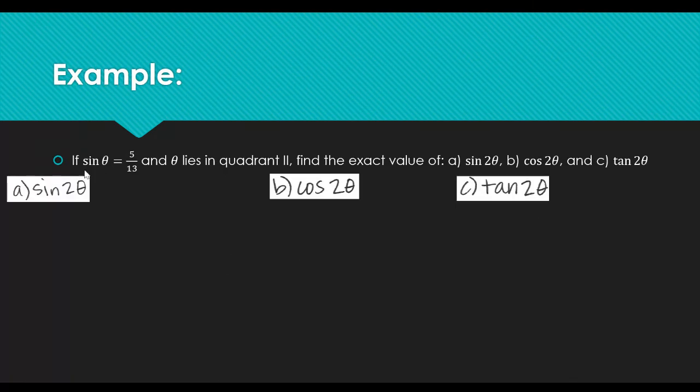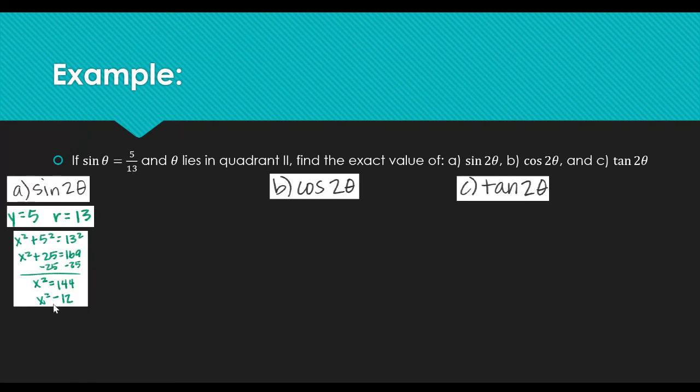Our example here says if the sine of theta is 5/13 and theta lies in quadrant 2, we want to find the exact value of sine of 2 theta, cosine of 2 theta, and tangent of 2 theta. So first, sine of 2 theta, I need to find my cosine of just plain theta. So I know that y is 5, r is 13. So using x, y, r, I get x squared is 144. And so when I square root that, I get plus or minus 12. But since it's in quadrant 2, I know x is going to be negative 12. That means cosine of theta is negative 12/13, and tangent of theta is negative 5/12. That's going to give me everything I need to find these now.